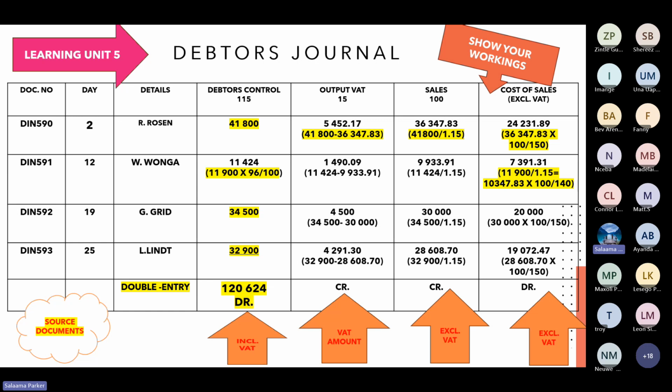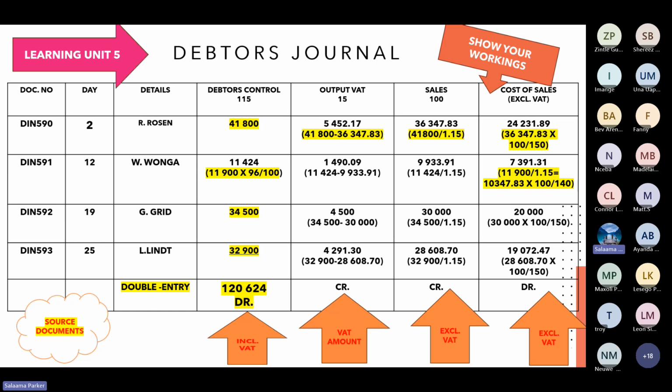Okay. They've given me the inclusive VAT amount. So again, if I'm going from inclusive to exclusive, step number 1, divide by 1.15. Okay. How do I get to my output VAT? My inclusive minus my exclusive VAT amount. Okay, how do I calculate my cost of sales? I calculate it on the exclusive sales amount.